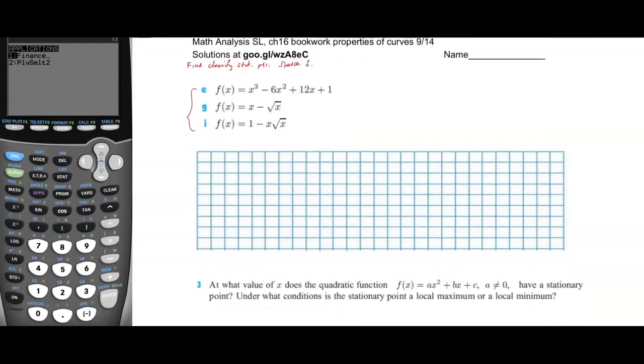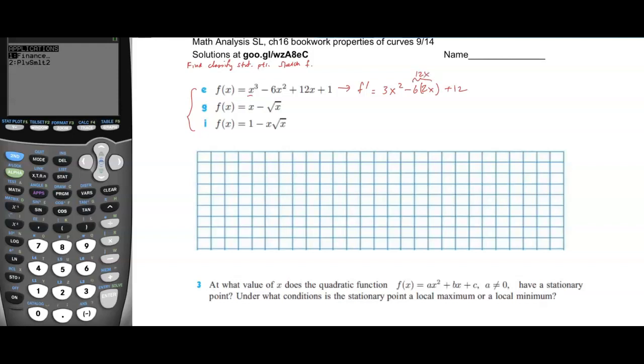So the first one is a cubic. In order to find the stationary points, of course, we need to find the derivative. This is not a difficult derivative. It's just power rule, right? Derivative of 1 is 0, of course. So there's our derivative. I can simplify this into negative 12x, right?